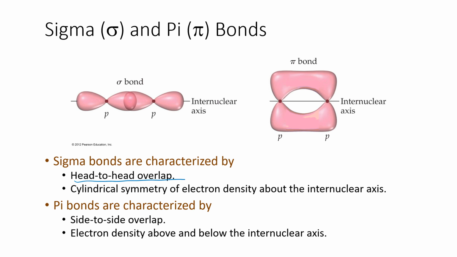And pi bonds are like a side-to-side overlap. The way we get this shape we're showing up here is these two p orbitals, which remember look kind of like dumbbells, and they're nearby and they're going to share electrons in those regions. So not along the middle, they're going to share the top and the bottom there.